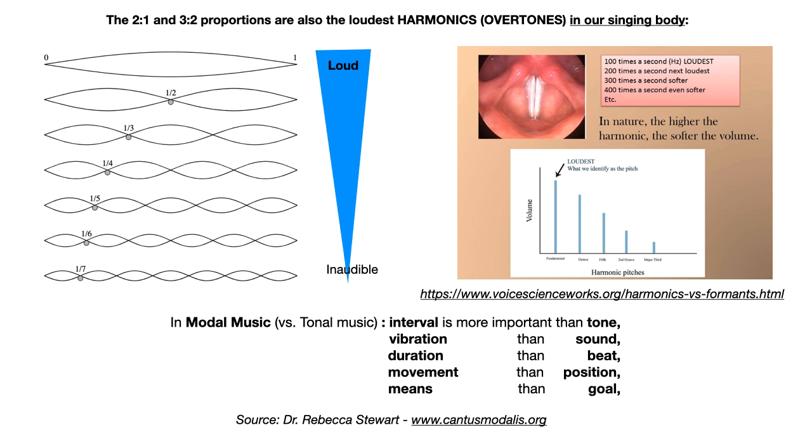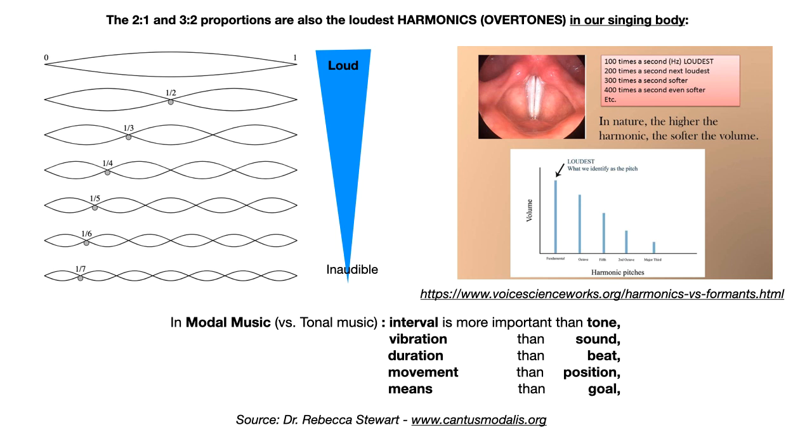And that's true for our vocal cords. So actually, those harmonies of 2 to 1 and 3 to 2 are in our body when we sing. Because if our vocal cords vibrate at a certain frequency, we have overtones at twice that frequency and 3 times that frequency that we hear in our body, that we feel in our body.